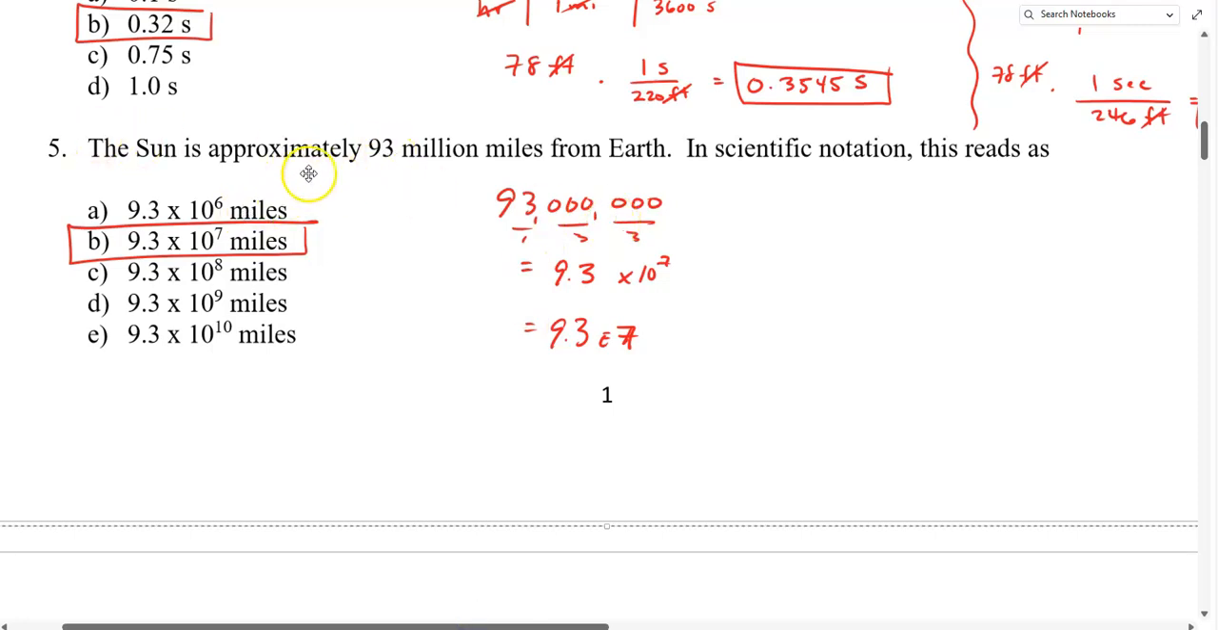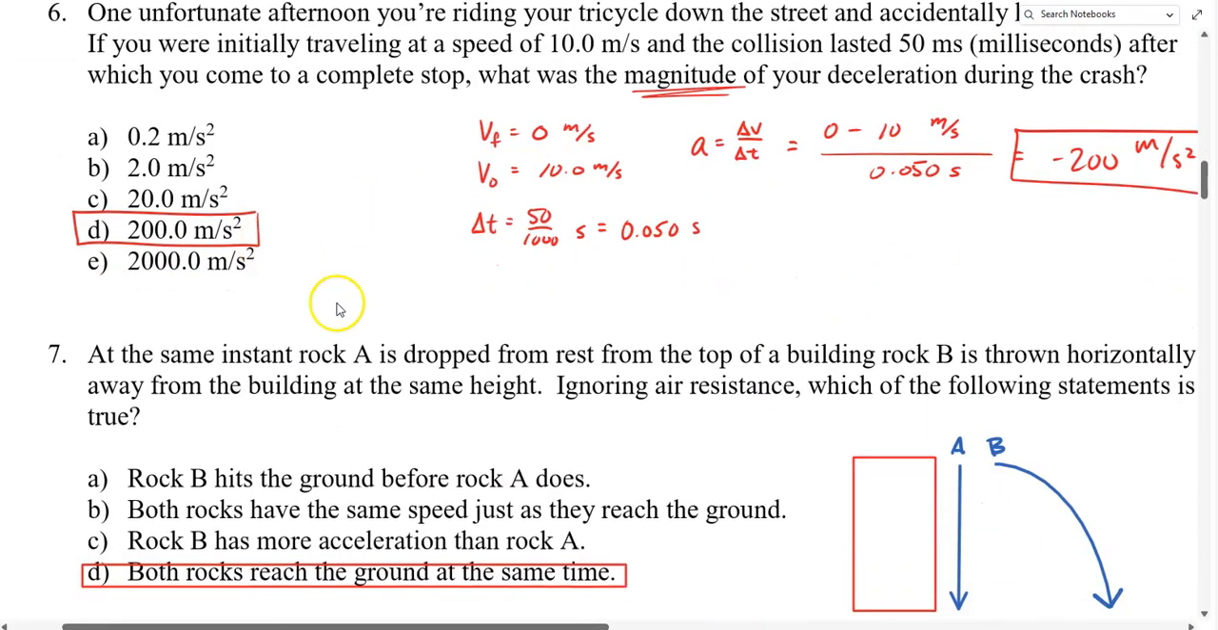For number 5, this is just a reminder of scientific notation. 93 million miles is a 93 with 6 zeros after it. If we convert the 93 with 6 zeros into scientific notation, that would require our decimal to be placed here, 7 placeholders away. And since 93 million is a large number, we have a positive 7 reported as our exponent. So 9.3 times 10 to the 7th power.